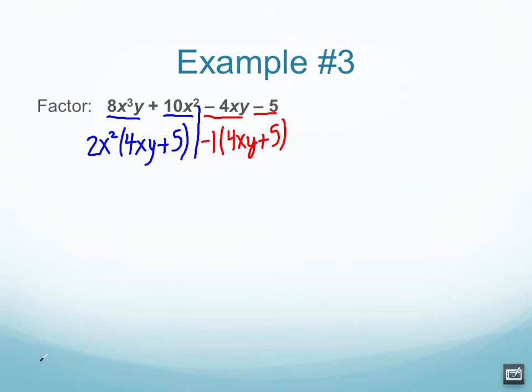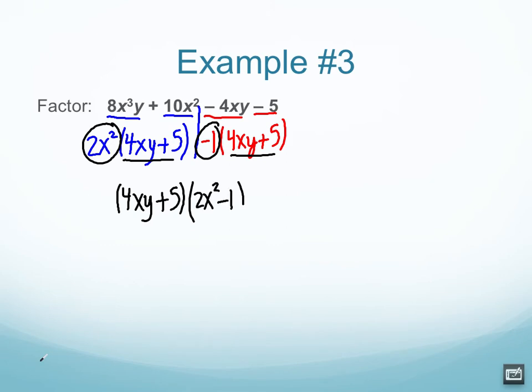Now again, I want to do my check and say, am I on the right track? I notice that my 2 sets of parentheses match. So I'm going to rewrite those, 4xy add 5. And then my second set of parentheses is what's outside. So 2x squared subtract 1.